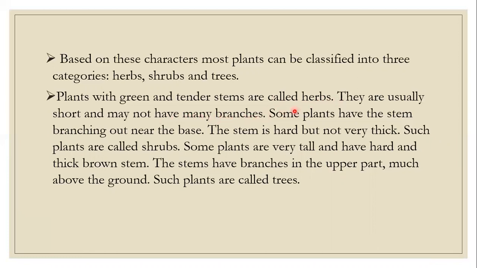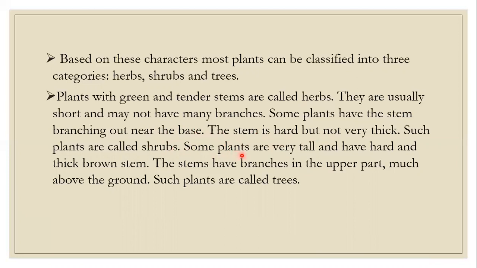Now, there are some plants which have the stem branching out near the base, and the stem is hard but not very thick. Such plants are called shrubs. It means shrubs are the plants which have the stem mainly branching out at the base, and they have a hard stem but not very thick, and they live for some more years, about 10 to 15 years.